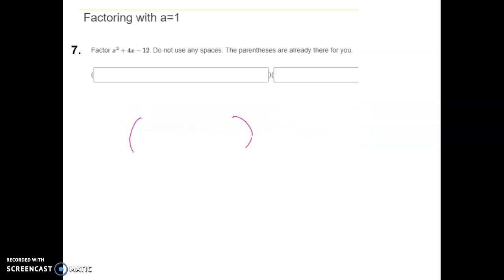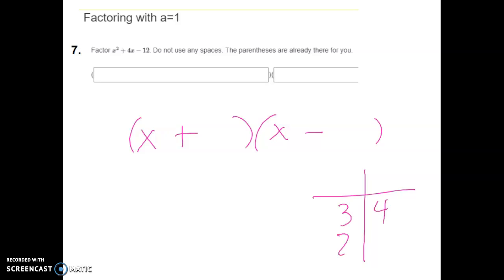Number 7, parentheses, x's, plus minus. Now these two numbers, when I multiply, have to be negative 12, but they've got to be 4 apart because one's positive and one's negative. Well, 3 and 4 are not 4 apart, but 2 and 6 are. So I'm going to use 2 and 6. Now, which one's positive and which one's negative? 6 has to be positive because positive 6 minus 2 will give us the 4.